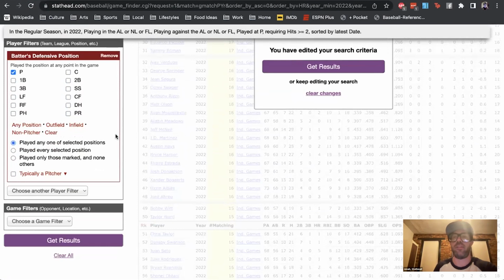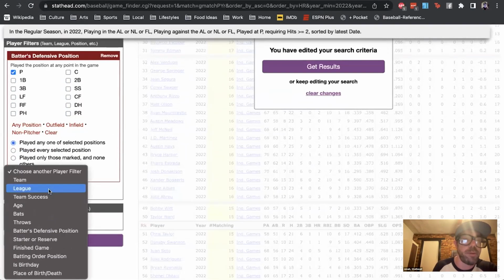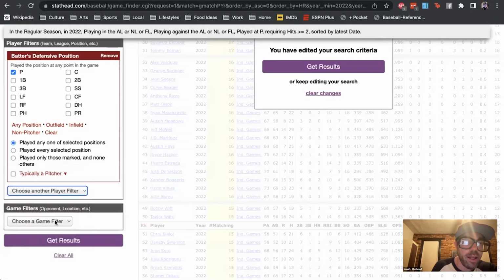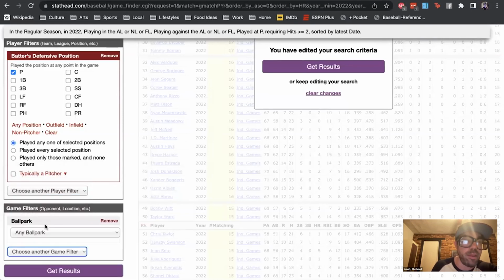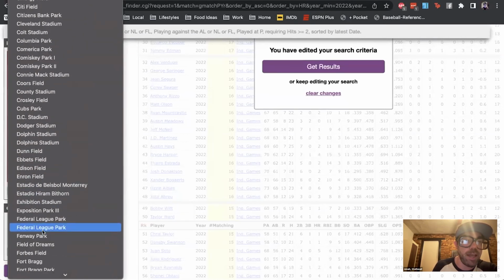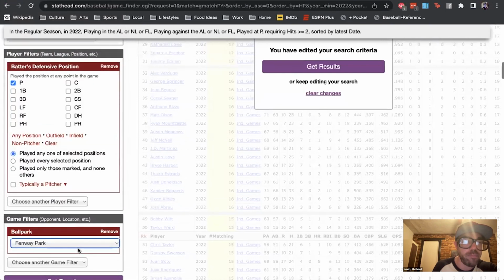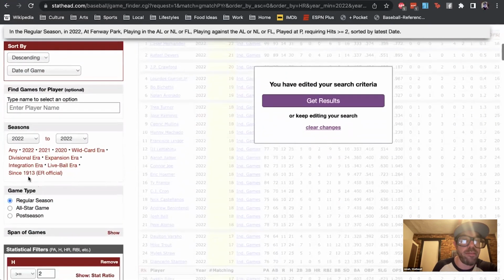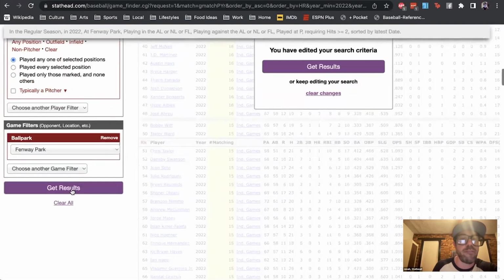We might have to narrow it down a little bit if someone pinch hit for a pitcher and came in and was scored as the pitcher, or certainly if there's some position player pitching late in the game. And then obviously we want ballpark, which is under game, and we want Fenway, which is there. So I've sorted it by date. So this is going to give us the list of pitchers with two-hit games in Fenway.